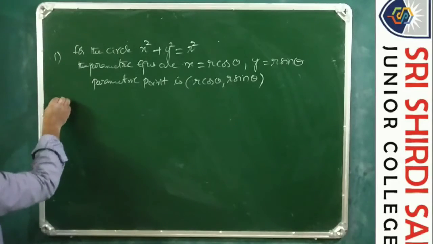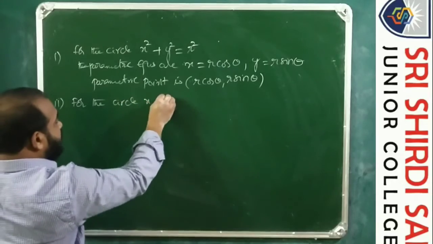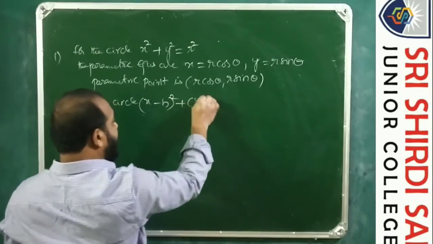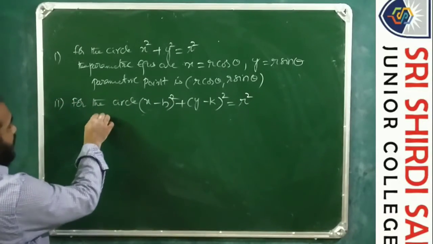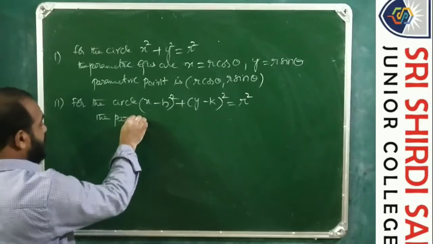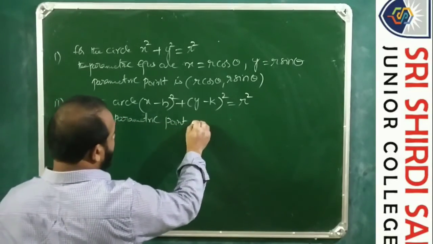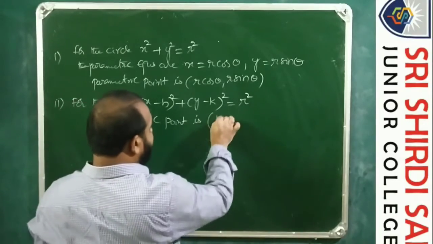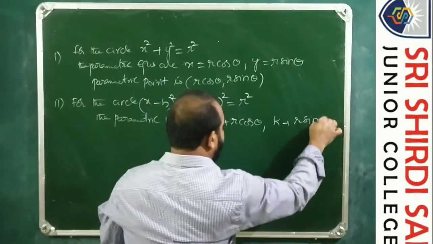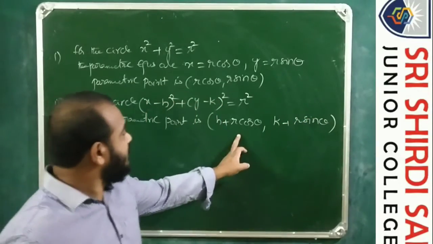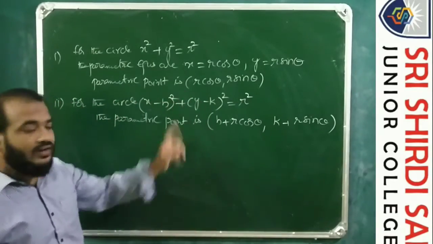For the circle (x minus h) whole square plus (y minus k) whole square is equal to r square, the parametric point is (h plus r cos theta, k plus r sin theta), while x is equal to h plus r cos theta and y is equal to k plus r sin theta are the parametric equations of this circle.